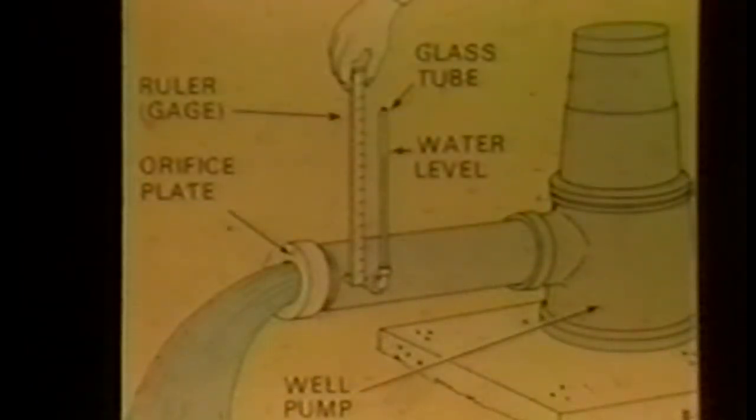Another device is the orifice plate that is installed at the end of a level discharge pipe and will also give an accurate measurement of flow from deep wells. The height of the column of water in the glass tube is measured. This measurement is used with a chart of flow values for the size orifice used to determine the flow.